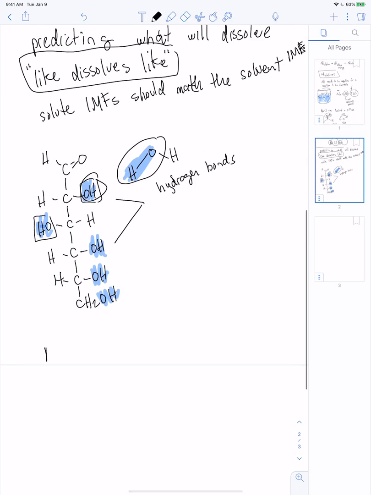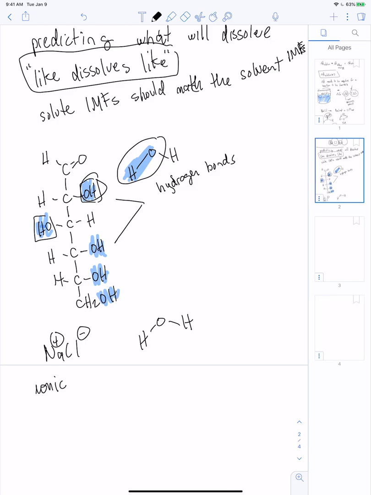And so if you're thinking, well, what about sodium chloride? That's also soluble in water, and it doesn't look anything like it. That is true. But remember that sodium chloride is ionic, which means that it has permanent dipoles. So when it breaks up, it's got a big positive charge and a big negative charge. So it's very polarized, you could say. And water is also extremely polar.